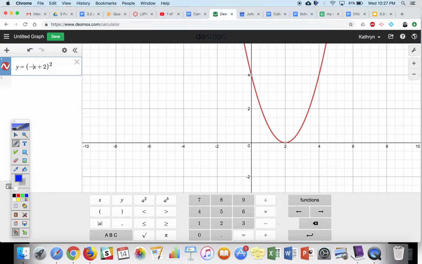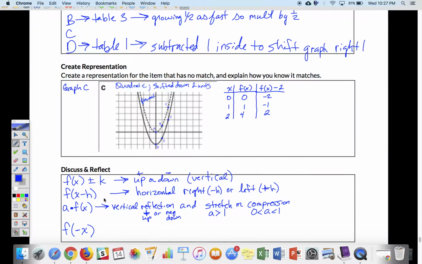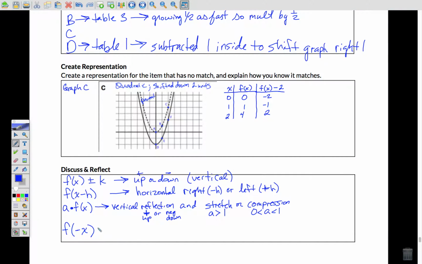And the same thing goes with the absolute values. So that's a new one. So this one, we call it a horizontal reflection. It goes across the y-axis. Okay? All right, so that's one activity.